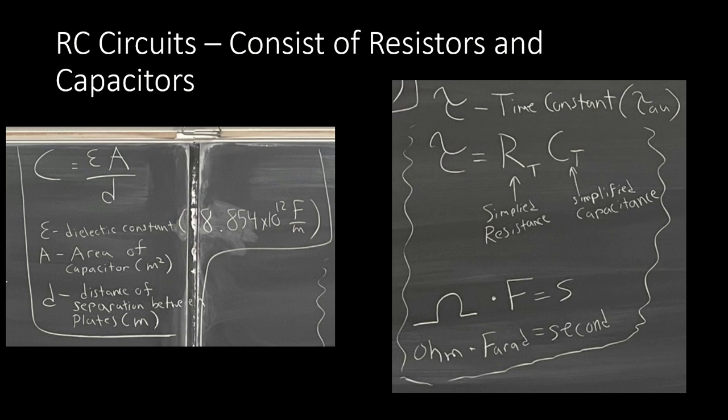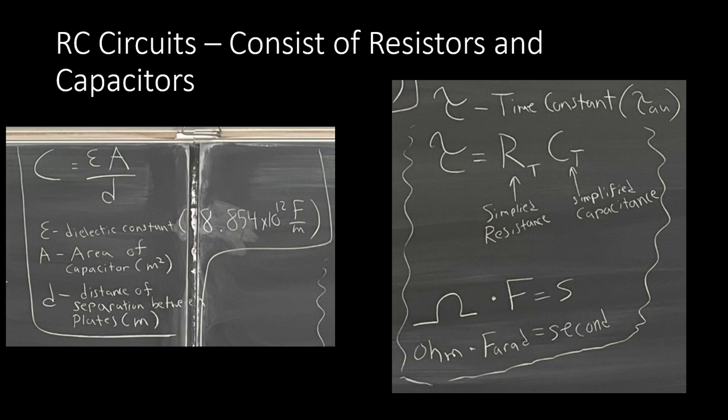Looking at RC circuits, this is what happens when we have the combination of a resistor and a capacitor, or multiple of each. And what we care about for those types of circuits is what's called the time constant tau, which is simply the simplified overall resistance multiplied by the simplified overall capacitance, which says that 1 ohm times 1 farad equals 1 second. So this time constant is in units of time.